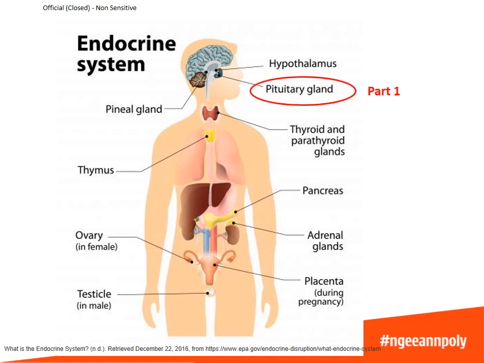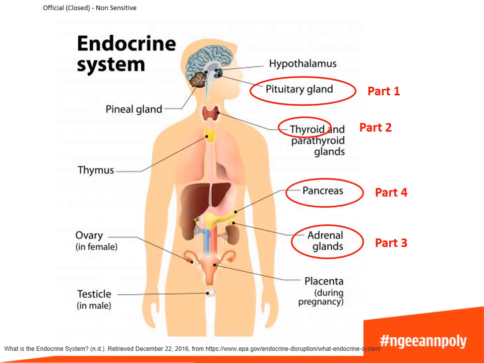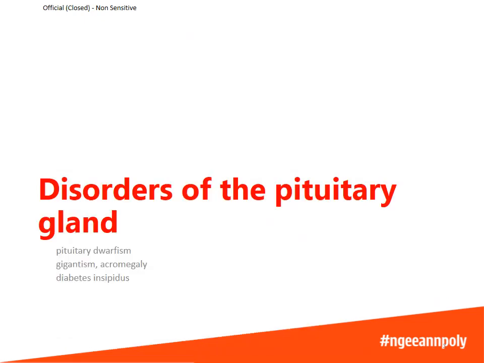In part 1, we will look at some diseases associated with the pituitary gland. In part 2, we will focus on diseases of the thyroid gland. Part 3 covers diseases of the adrenal glands, and Part 4 looks at diabetes mellitus, which involves the pancreas. Let's start by looking at the pituitary gland.